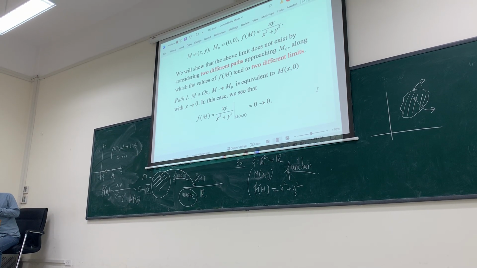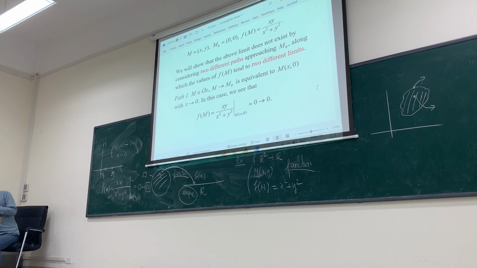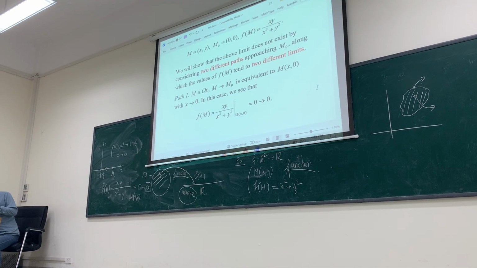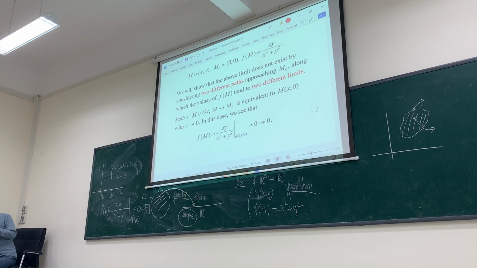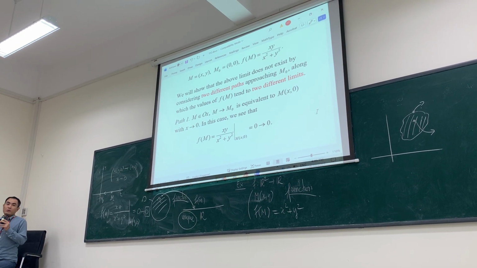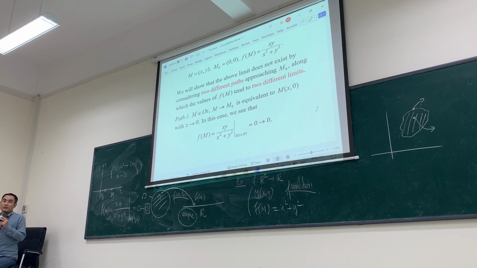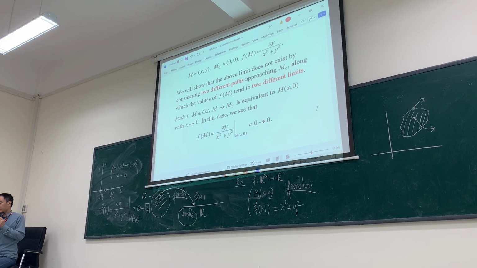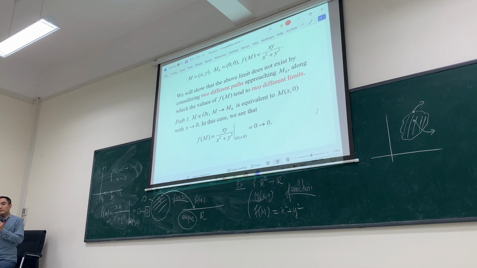In this case, we can evaluate f(M) equal to xy over x squared plus y squared, with M tending to M0. When we replace y equals 0, we have f(M) equals 0. Does that mean when M tends to M0 along the x-axis, we have the value of f tending to 0? Okay, the first part, the value of f tends to 0.